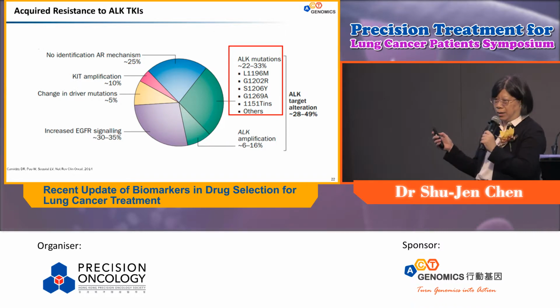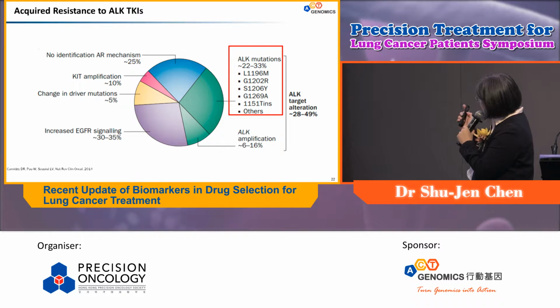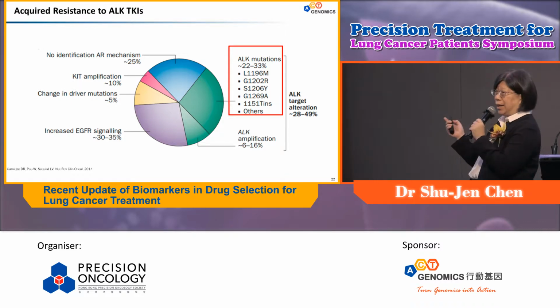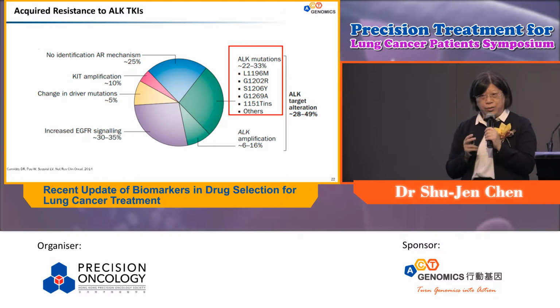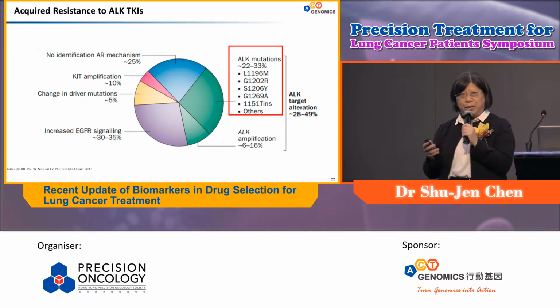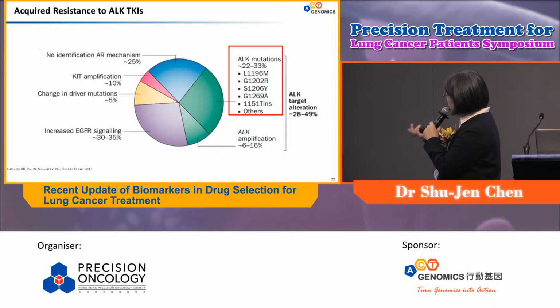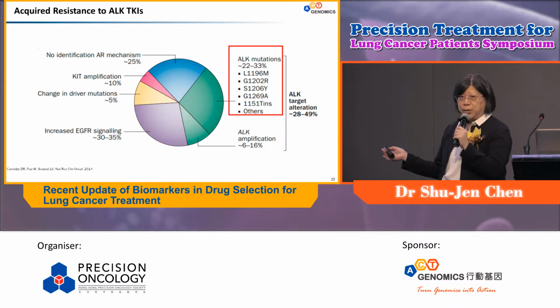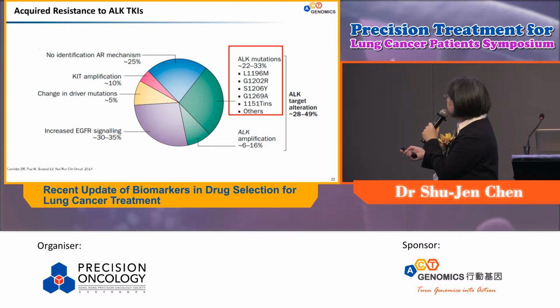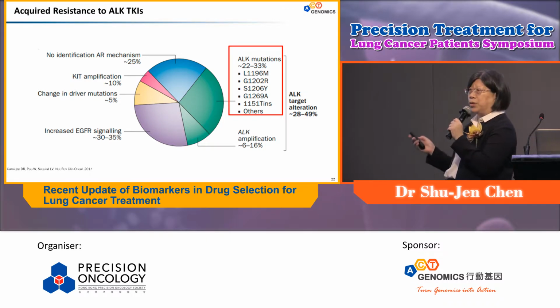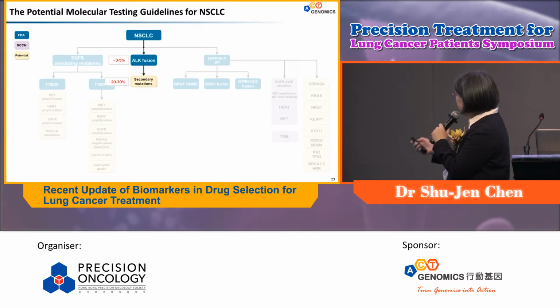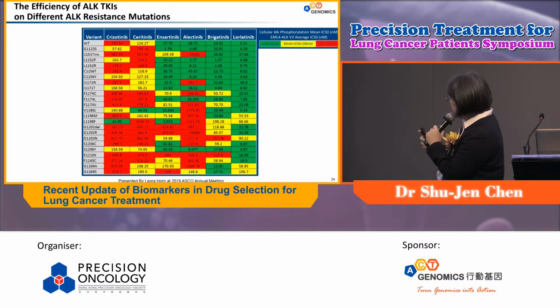So here, the determination of ALK mutation instead of ALK fusion is more important when talking about treatment option following the first ALK inhibitor treatment, because here we need to identify exactly which mutation is present after the treatment, and then based on the mutation pattern to decide which drug can be used to treat the patient. So the major mechanism is actually secondary mutation.